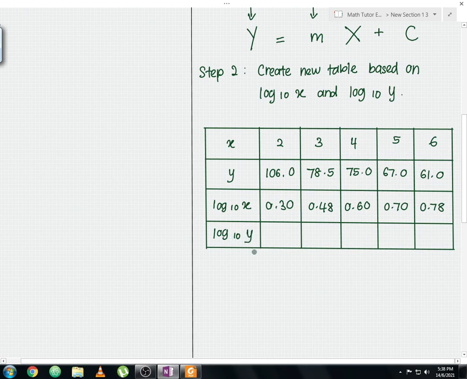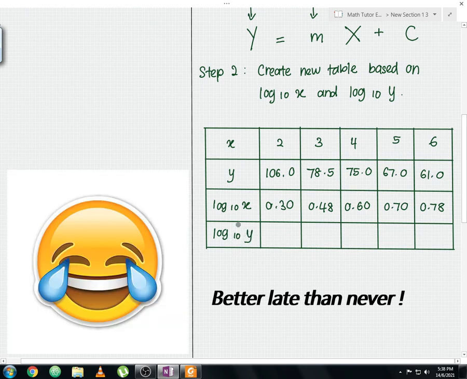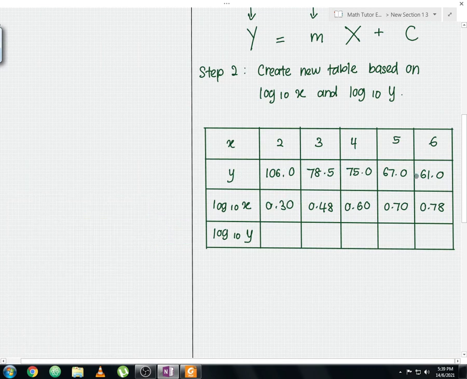So from here, your log 10y, similar to the log 10x, you include all the values of y and then calculate with respect to log base 10. From here you should be getting 2.03, then 1.89, then 1.88, then 1.83, and your last value will be 1.79.